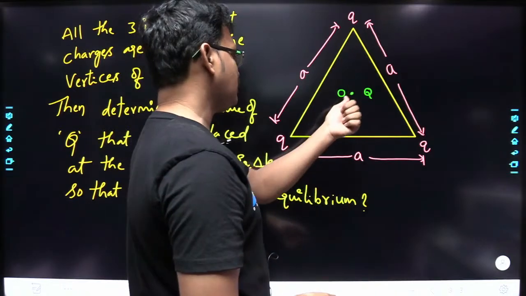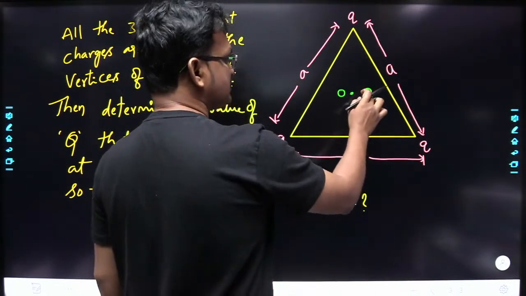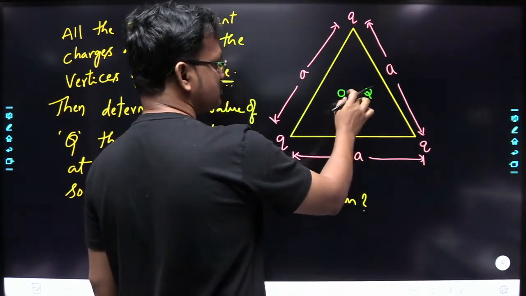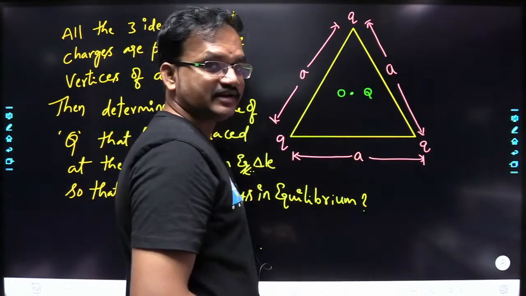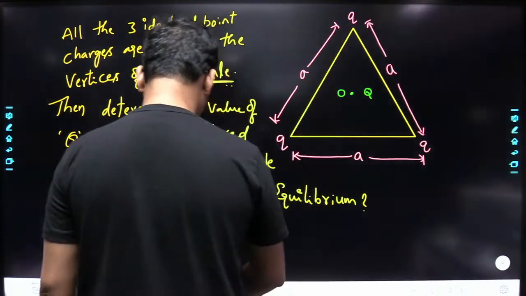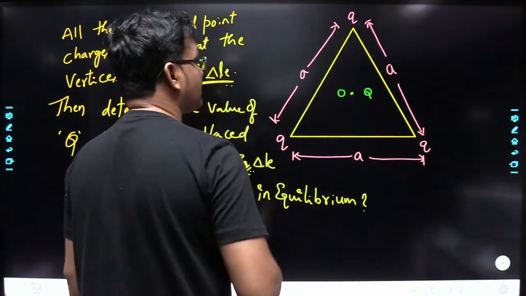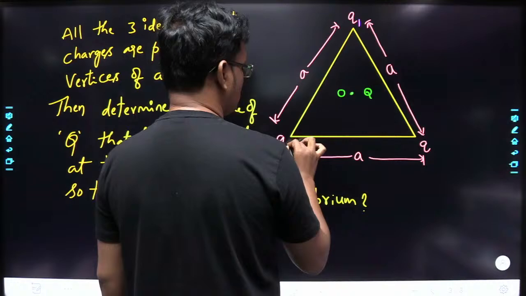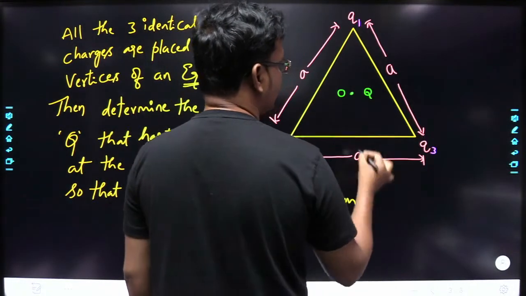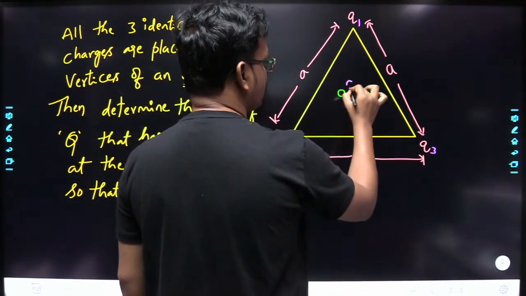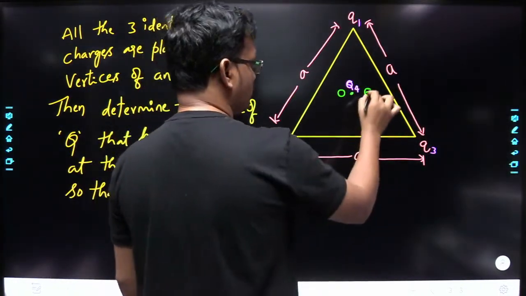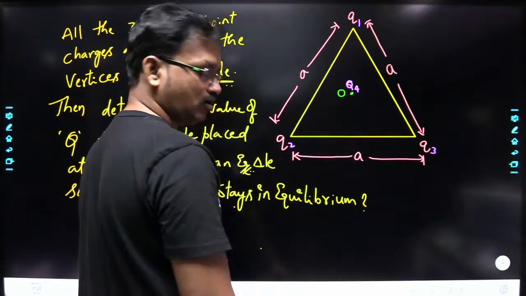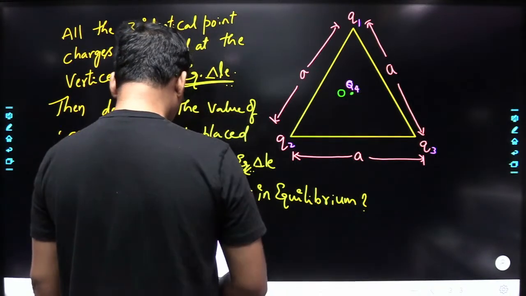Now what is the net force experienced by this charge Q, which is placed exactly at the centroid? See here. Let us name the vertex charges Q1, Q2, Q3, and the charge present at the centroid, let us name it as Q4.